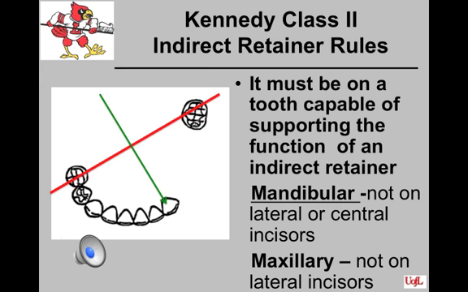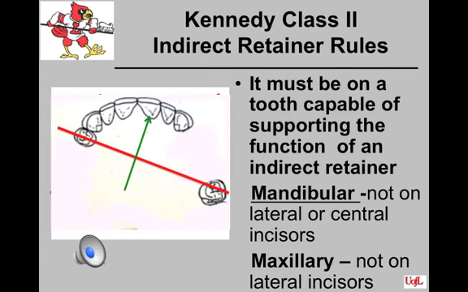The indirect retainer must be placed on a tooth capable of supporting the function of an indirect retainer. You will not use them on mandibular lateral or central incisors. On the maxillary, you will find an indirect retainer placed on the maxillary central incisor if it does not interfere with occlusion and has a developed cingulum. You will not place them on lateral incisors on the maxillary arch.